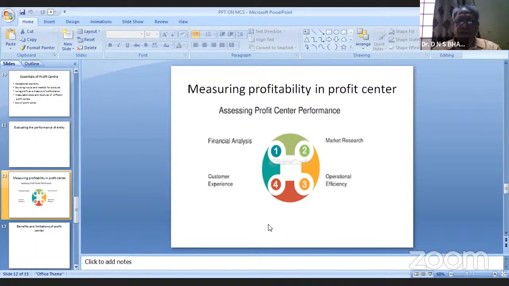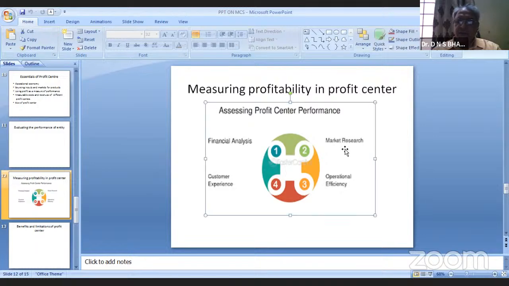First of all, as clearly shown in the diagram, assessing the profit center performance starts with financial analysis. From the financial analysis, you will understand the feasibility and how much profit you are able to make. Second, customer experience: how many customers are satisfied. Operational efficiency: how well you are able to run the operations perfectly. What is the level of gross profit, and what was the gross profit data from previous years?